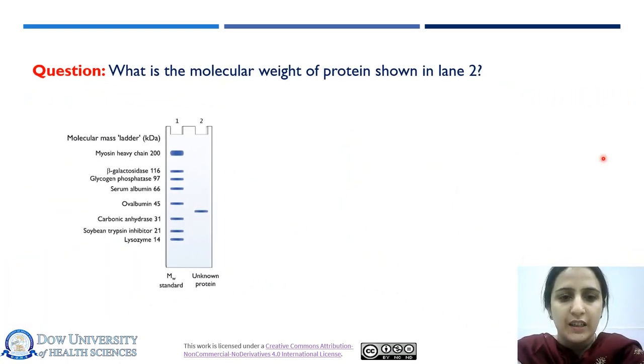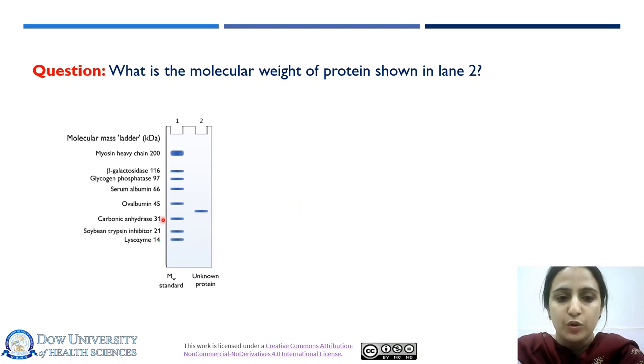So now the question is: what is the molecular weight of the protein which is shown in lane number 2? As I've already mentioned in the previous slide, by comparing your sample protein with the ladder, you can determine the molecular weight of your sample protein. In this case, the protein band is present between the molecular weights of the ladder, that is 31 kilodalton and 45 kilodalton. So the average of the molecular weight of these proteins would be the molecular weight of your protein that is present in lane number 2.